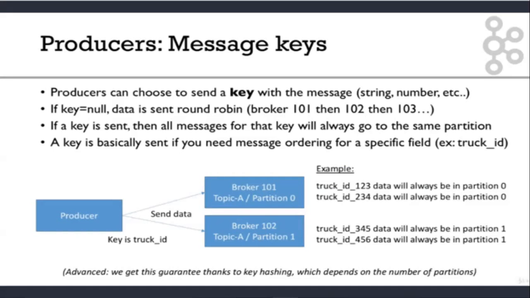A key is basically sent if you need message ordering for a specific field. So if you want messages to be ordered, you send a key with the producer, right?